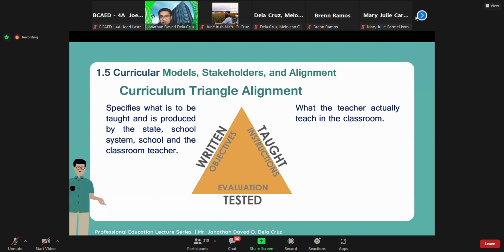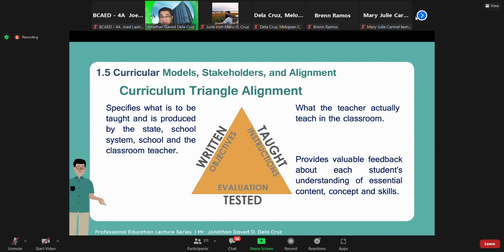Okay, so sana aligned. Kung ano yung nakasulat sa lesson plan mo, dapat yun din yung masunod sa iyong actual teaching. Okay, and of course, the last one is tested, provides valuable feedback about each student's understanding of the essential content, concept, and skills. Okay, so ayan. So it has to be aligned. But take note, no, lesson plan is a very important plan.